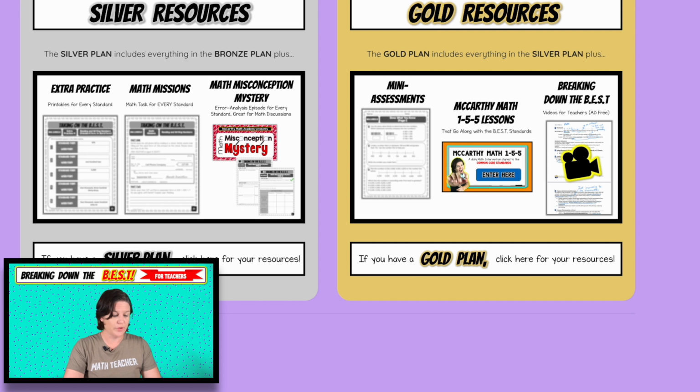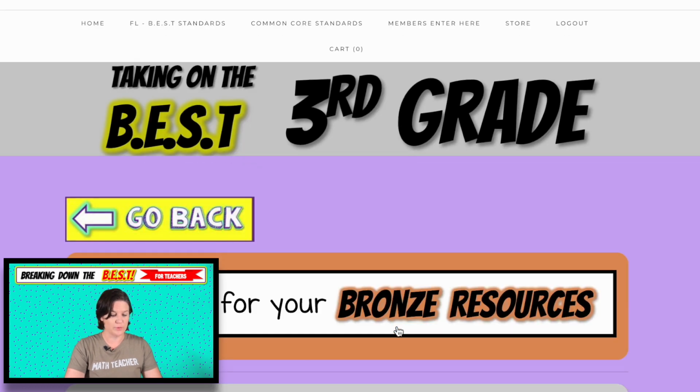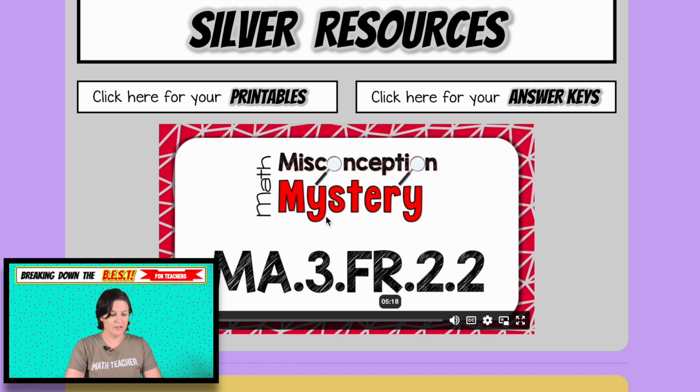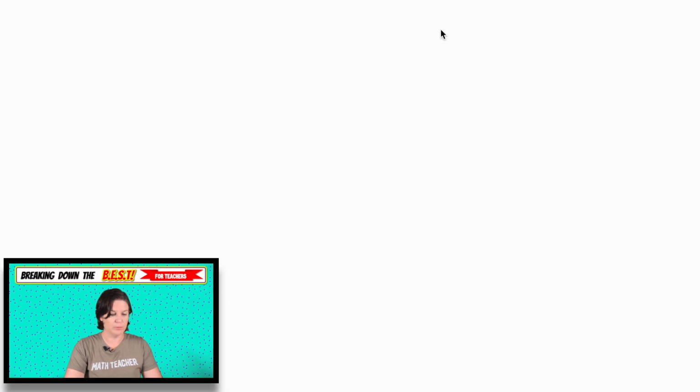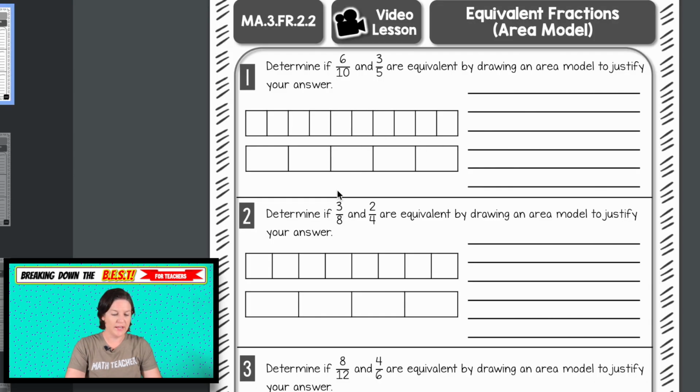If you have the silver or the gold plan, you can click on the silver resources. And let's take a look. These are available right here. So we'll take a look at your printables. You can see here, this is all about the area models. It's the video lesson icon right there.